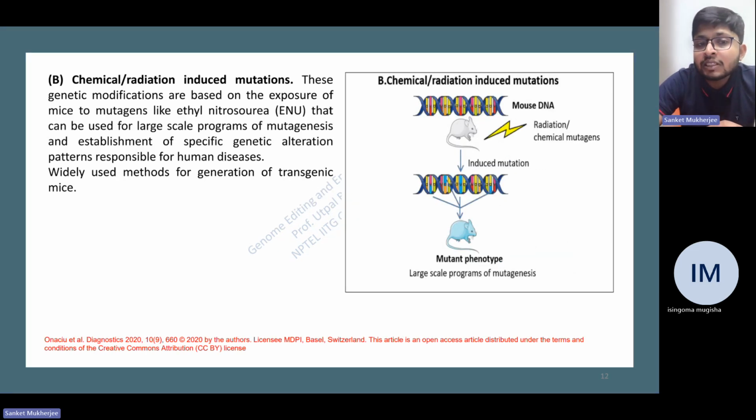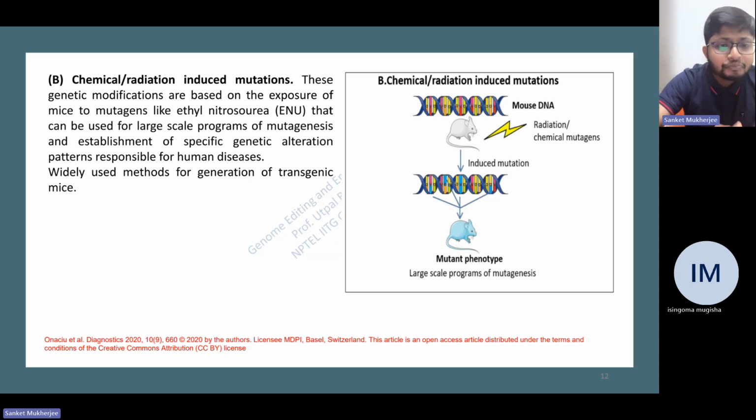Then we have the chemical induced mutation. These genetic modifications are based on the exposure of mice to mutagens like ethyl nitrosourea, that can be used for large scale programs of mutagenesis and establishment of genetic alteration patterns responsible for human diseases. Widely used method for generation of transgenic mice. So here we give some sort of mutagen, which could be a carcinogen. It could be something that induces mutation in DNA, and that very specific mutation would lead to a diseased phenotype.